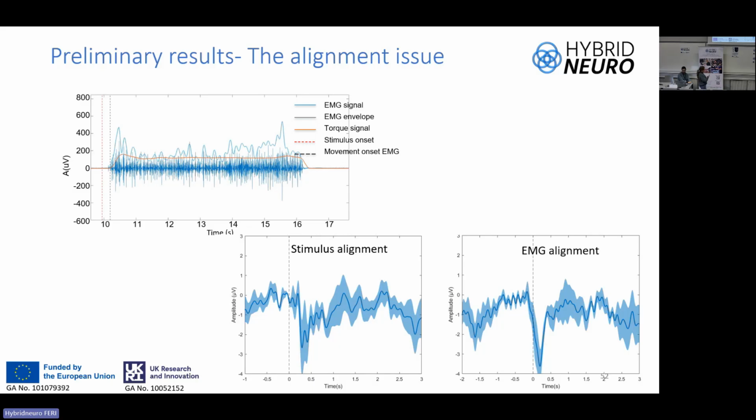So we decided to try other signals. We used the torque signals, but it didn't work very well, so I'm not presenting the results here. At the end, we decided to work with the envelope of the EMG signal. We are aligning here: we detect the onset of the contraction, and we use this onset for aligning the different trials. If we do so, we obtain this nicer shape of the potential that we were aiming for.